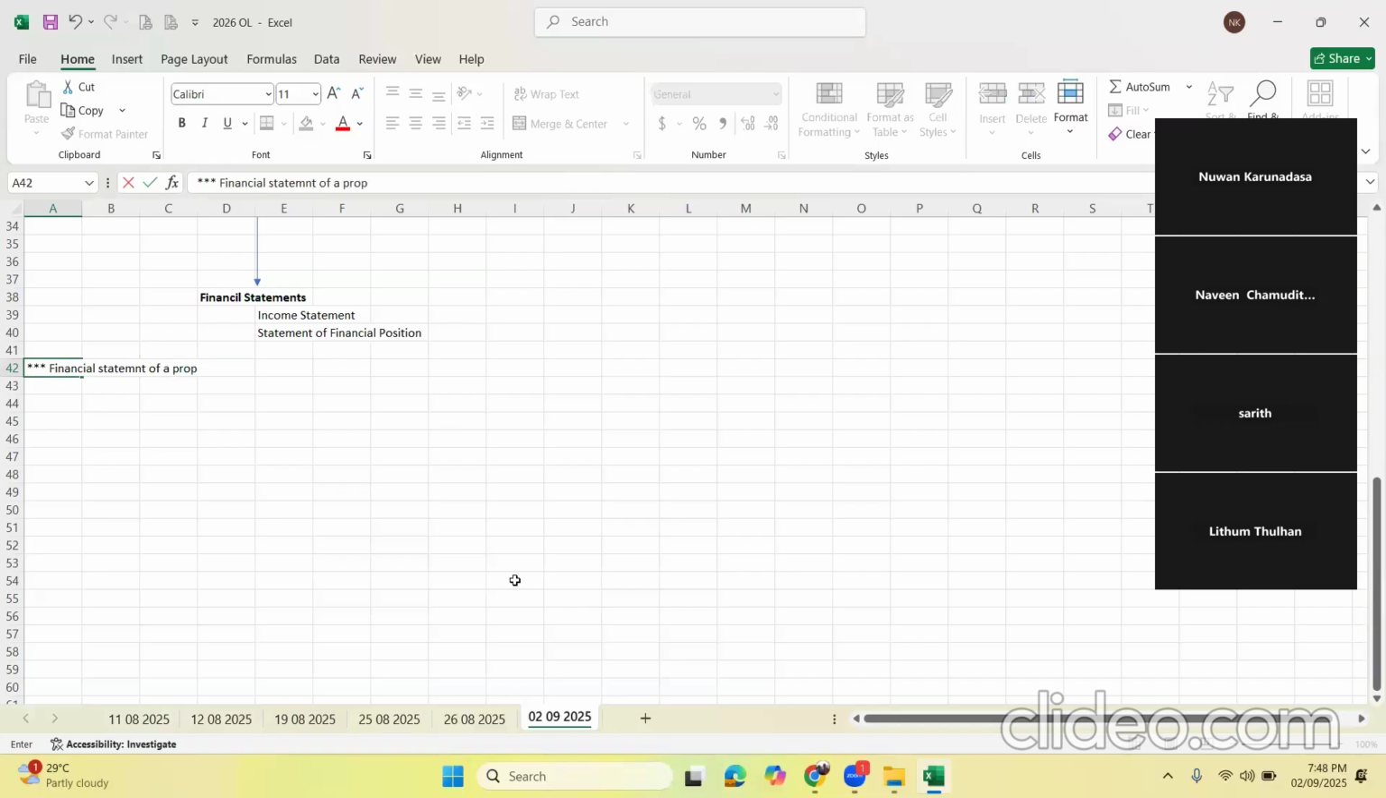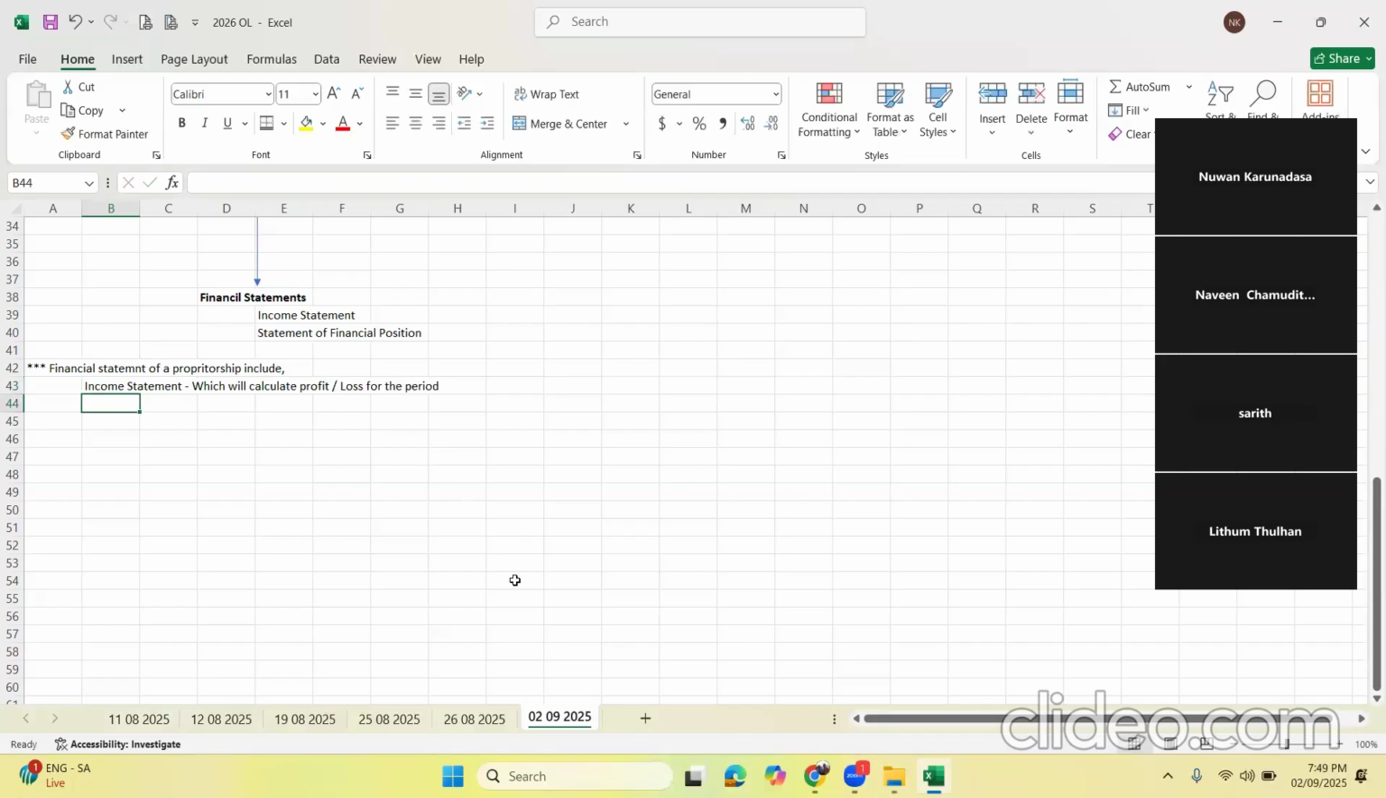The financial statements of a proprietorship include the income statement, which will calculate the profit or loss of the business for the period.